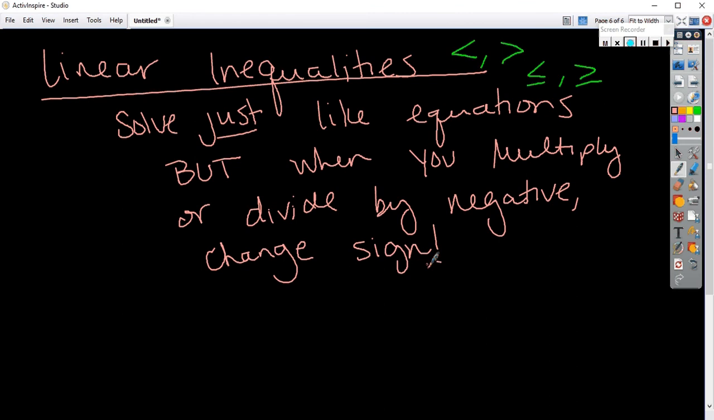That is the only difference. We're going to write our answers in interval notation. I talked about interval notation in here, right? Didn't we talk about that? Okay. All right, so let's look at one. Let's go through and solve it, and then we'll write our answer in interval notation.